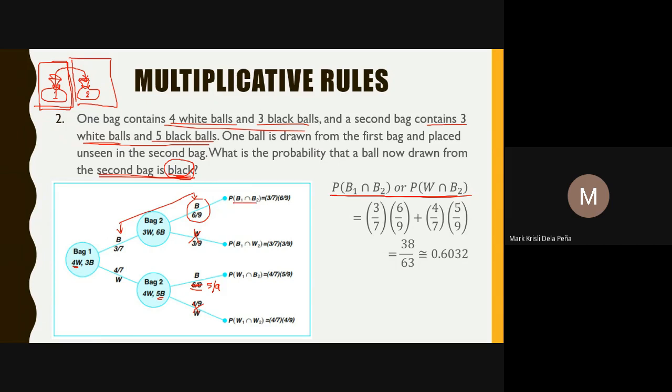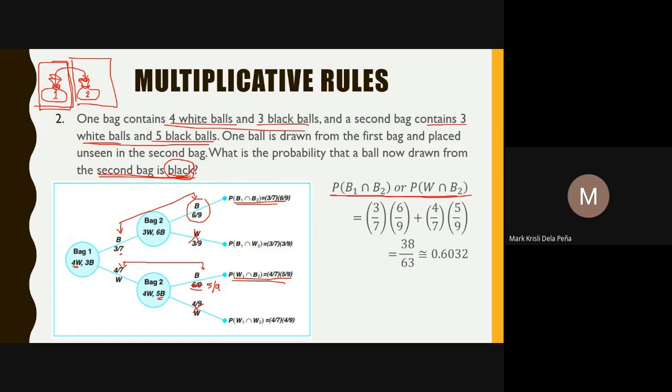So that will be this one. That's 3 over 7 times 6 over 9. And also this one, we will consider this since we are on the other one. Okay. So we will also consider this since we will get black from the second, however, we get white from the first. So it's written here. So that's 4 over 7 times 5 over 9.